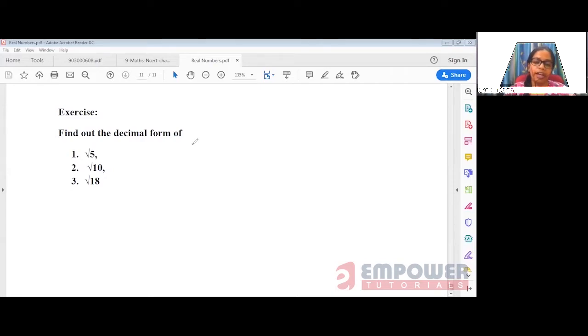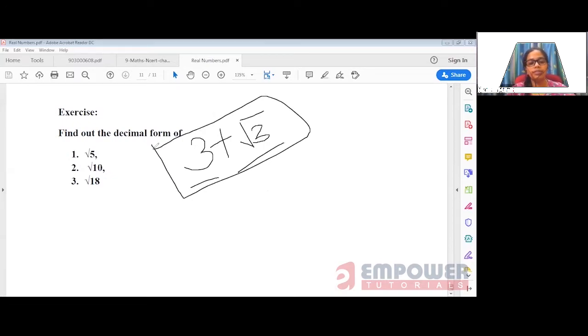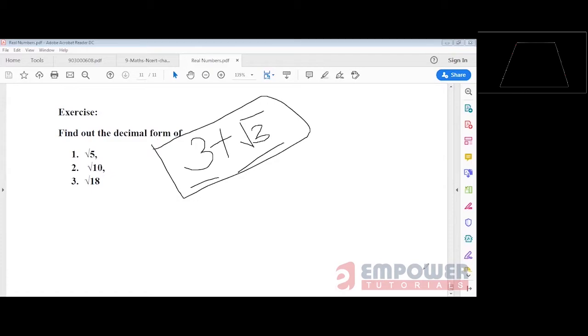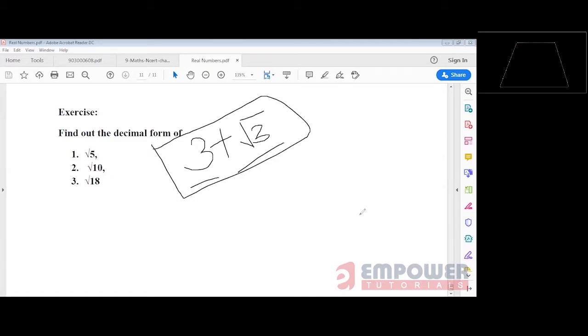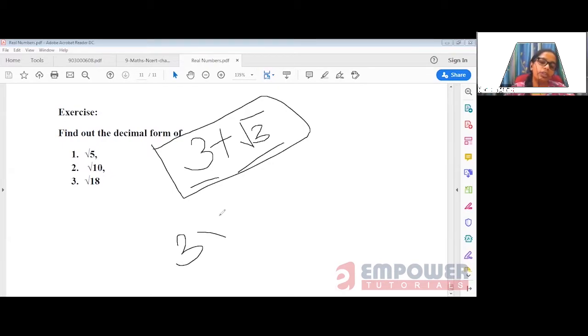What if I have something like this? 3 plus root 3. So one is a rational number and another one is an irrational number. Can I add these two numbers? No. Why not? How can we add a rational and an irrational number? Okay. So can I multiply these two numbers? 3 into root 3.